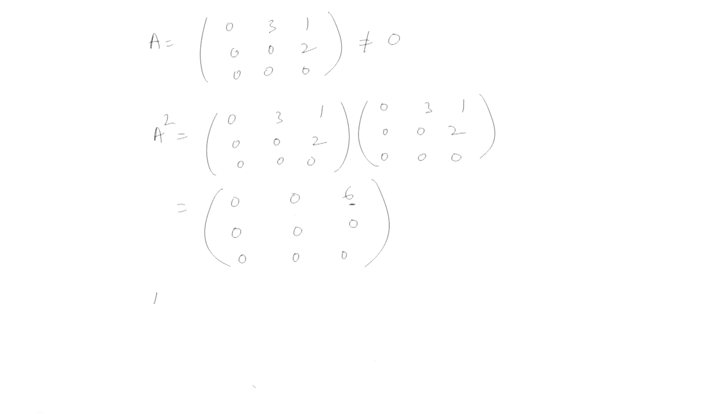Now when you find the cube of this matrix, that is A squared into A, what we obtain is that this row with this column is 0, and all other entries are 0. So it is simply a zero matrix. So we have concluded that this matrix A is a nilpotent matrix of index 3.